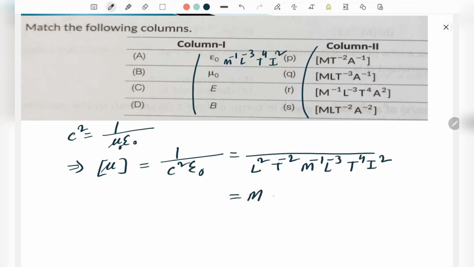Therefore it becomes M L T to the power minus 2 I to the power minus 2. I will be writing it down over here: M L T to the minus 2 I to the minus 2.